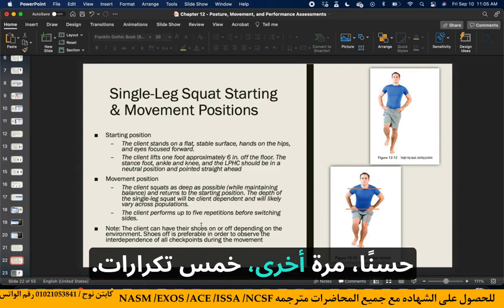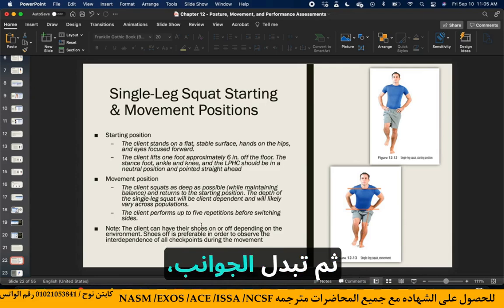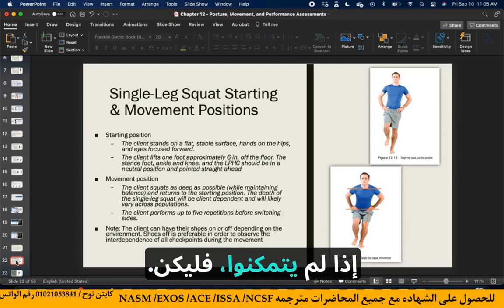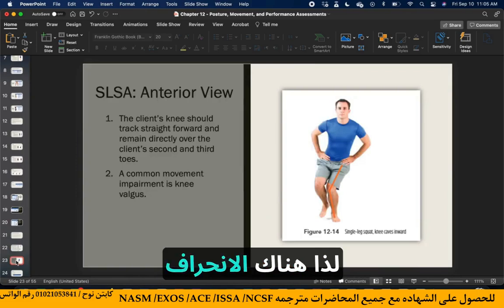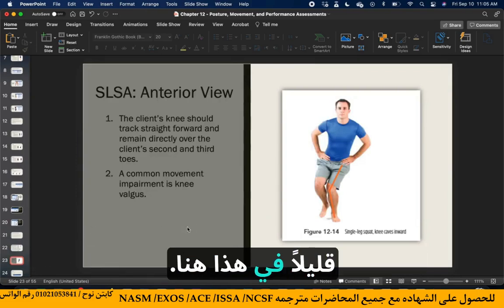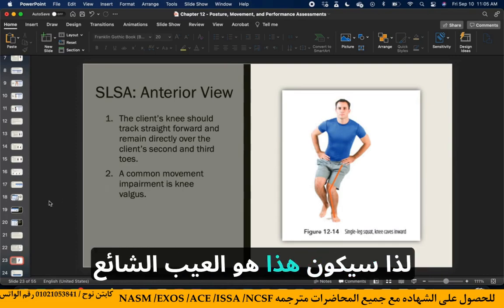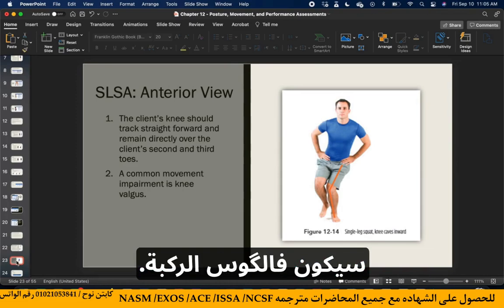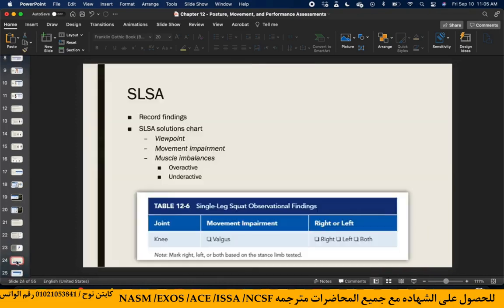All right. Again, 5 repetitions, then you switch sides, see if there's any difference between them. Same thing as before, shoes off is optimal. Okay. If they can't, then so be it. So there's the deviation that we were explaining. The knees and the ankle are getting a little aggressive on this one here. So that's going to be the common impairment here, which we would call, again, knees flaring in, would be knee valgus.